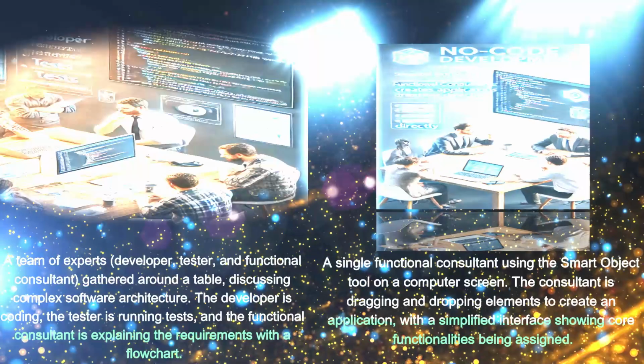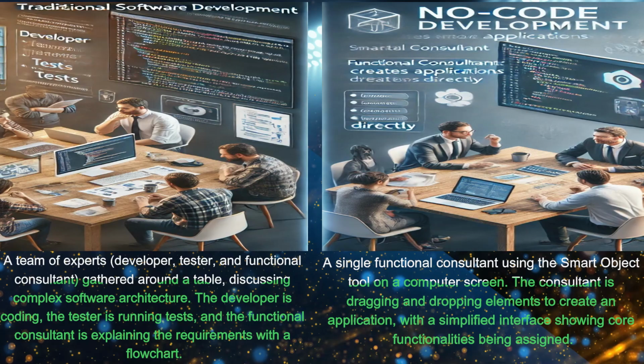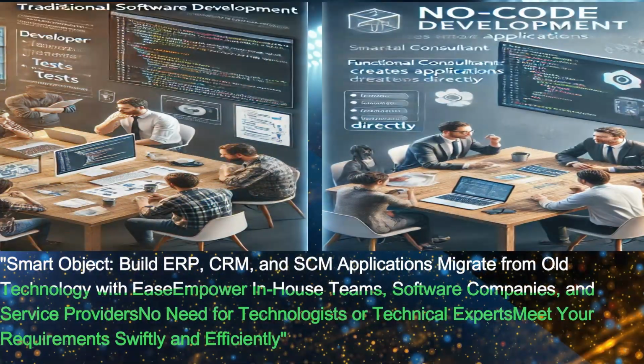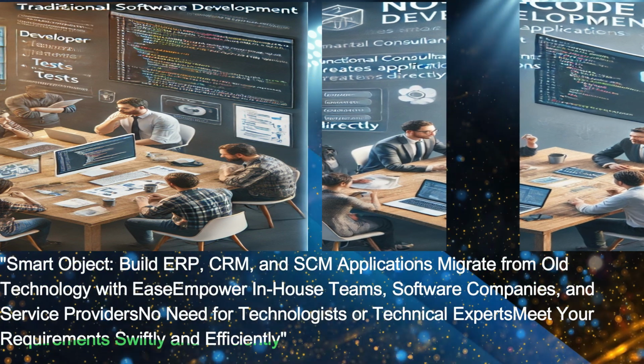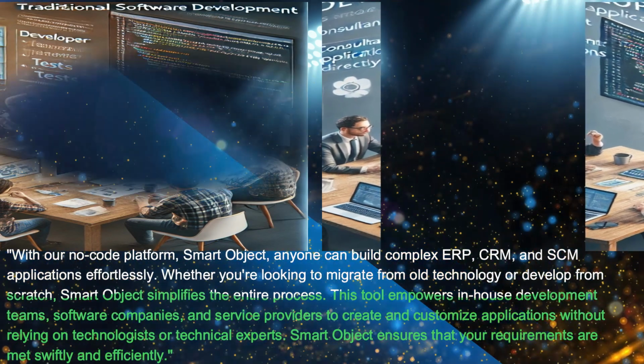With our no-code platform, Smart Object, anyone can build complex enterprise resource planning, customer relationship management, and supply chain management applications effortlessly. Whether you're looking to migrate from old technology or develop from scratch, Smart Object simplifies the entire process. This tool empowers in-house development teams, software companies, and service providers to create and customize applications without relying on technologists or technical experts. Smart Object ensures that your requirements are met swiftly and efficiently.